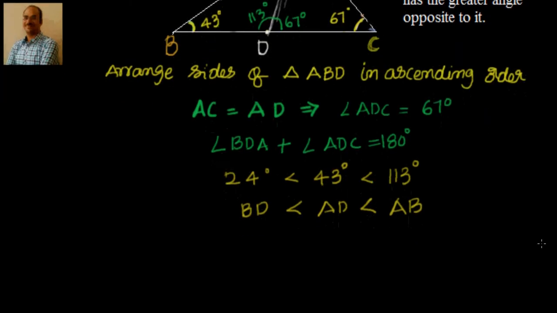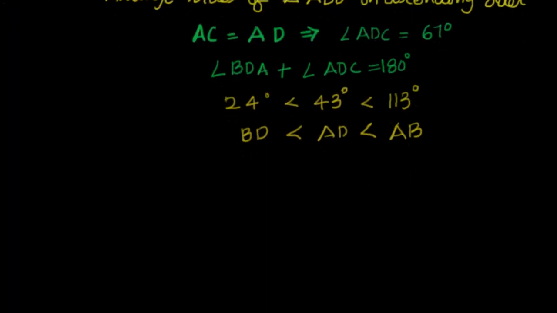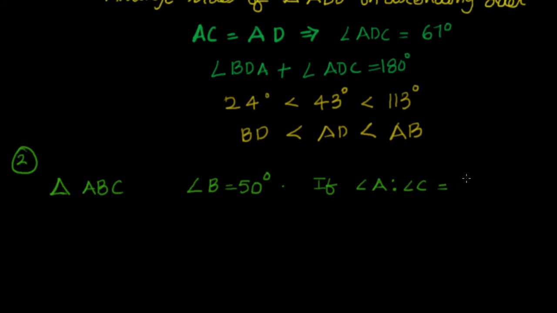Let's go ahead and do one more example. The example is, there is a triangle ABC in which angle B is 50 degrees, given that angle A is to angle C is equal to 6:7, then find the greatest side.